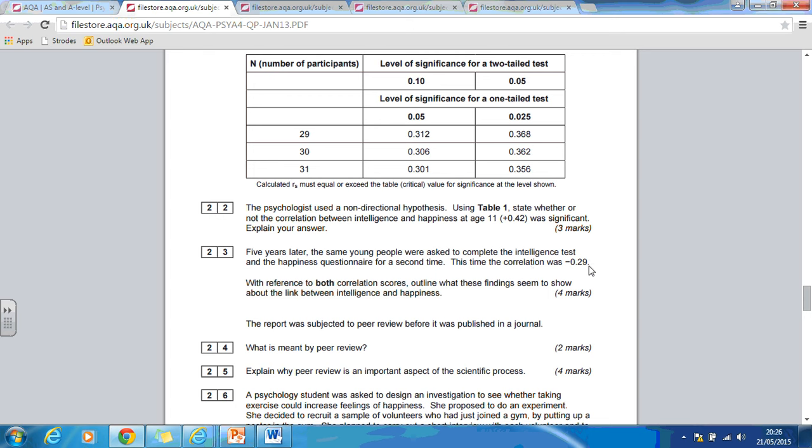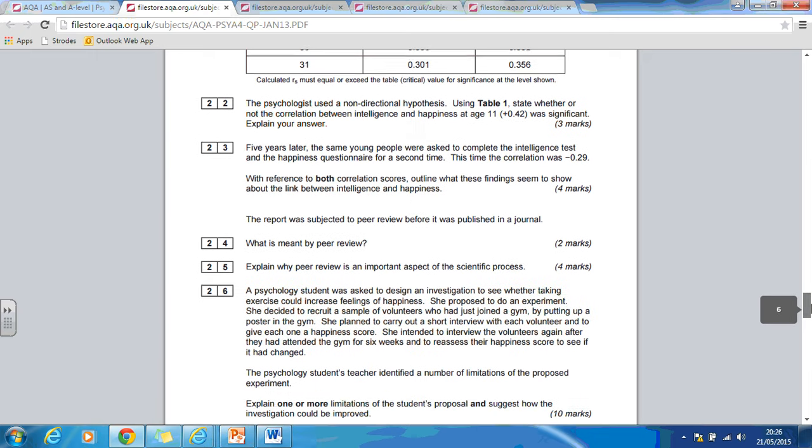we want to know what they are. So it's 0.29, remember we don't look at the negative or positive in front. This is actually not bigger than the critical value for the number of participants, so therefore we know that it's not significant at the end. So you need to make some kind of comment that it was significant at the start, however at a later age it wasn't significant 5 years later, and that's how you would get your 4 marks.